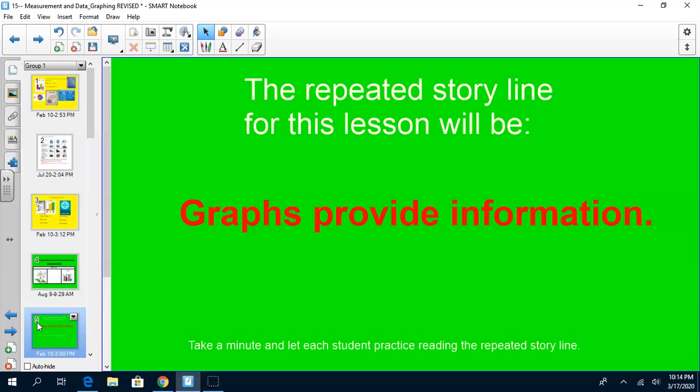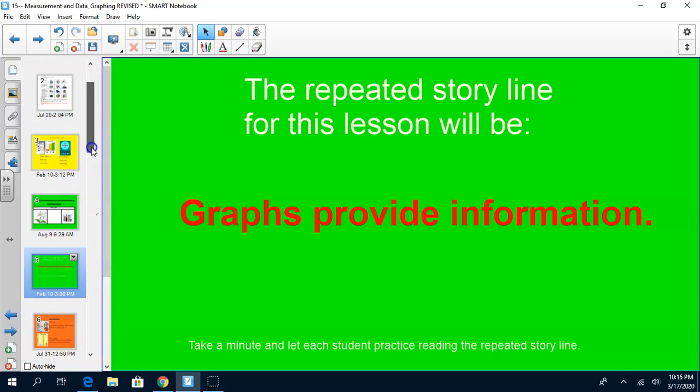Next, we always have a repeated storyline. So our repeated storyline for this story is graphs provide information. So that is something that our kids are going to hear throughout the lesson today.